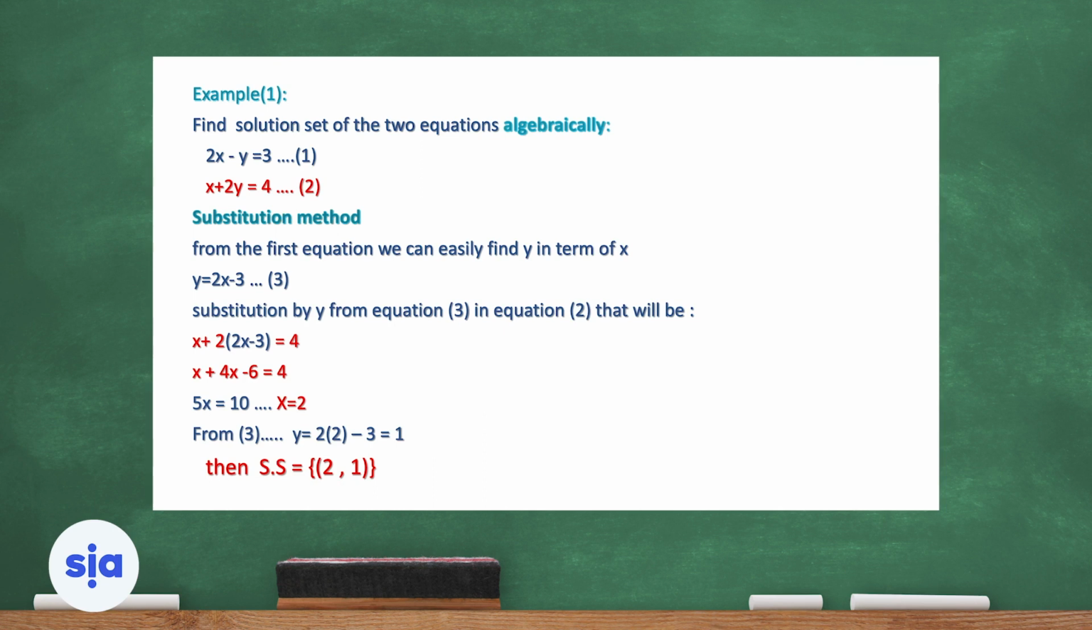Let's solve this one here by the substitution way. So we're going to work in equation 2 to make it as x equals negative 2y plus 4. So we're going to substitute this equation into equation 1. So it will be 2, open bracket, negative 2y plus 4, close bracket, minus y equals 3.